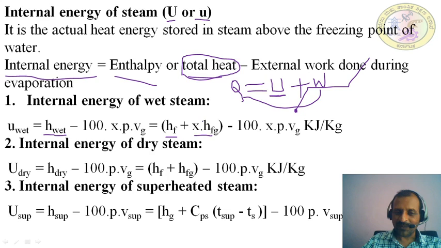Along the x-axis, entropy is shown. Along the y-axis, enthalpy is shown. So this Mollier diagram contains totally 6 lines. One is dryness fraction lines. Dryness fraction lines, x is equal to 0.8, 0.9. These are called as dryness fraction lines.